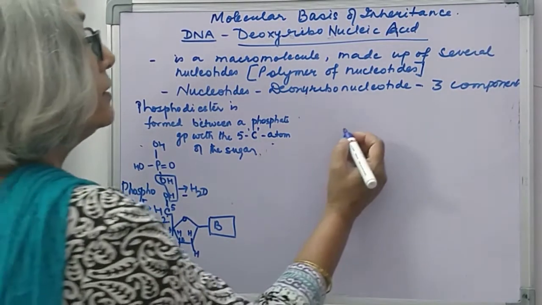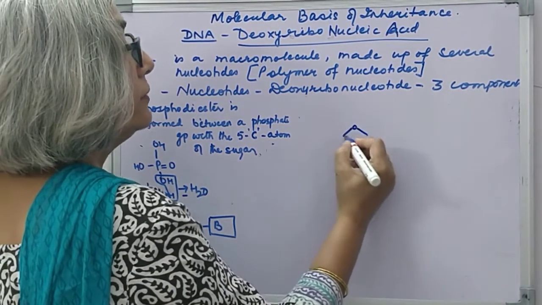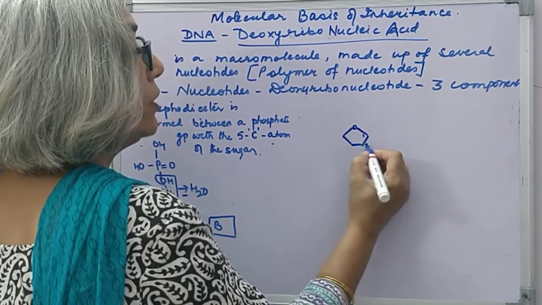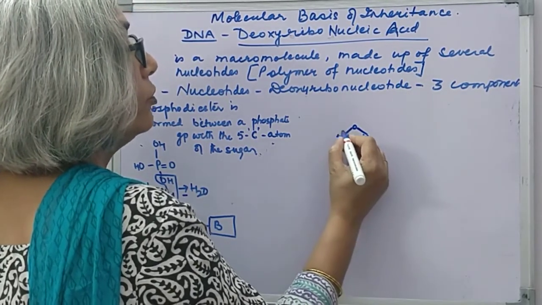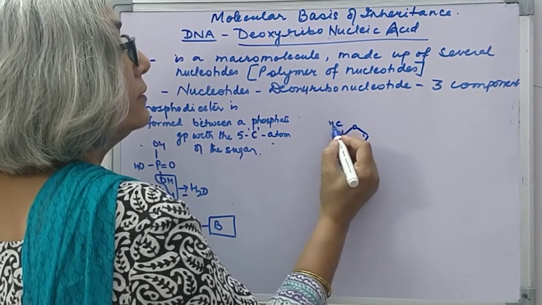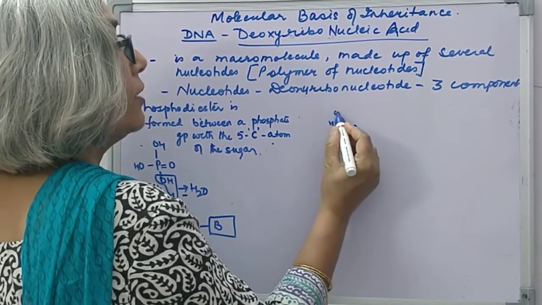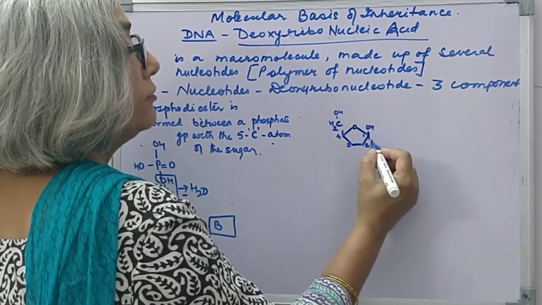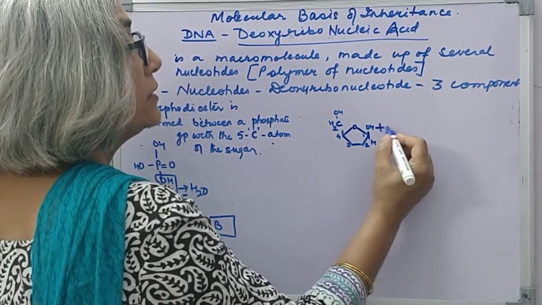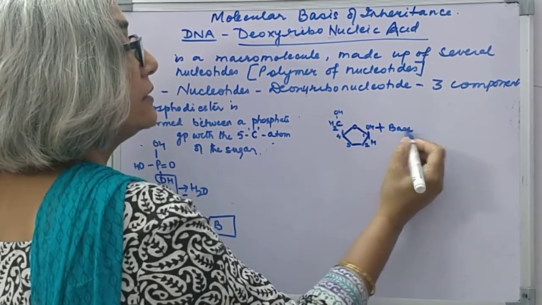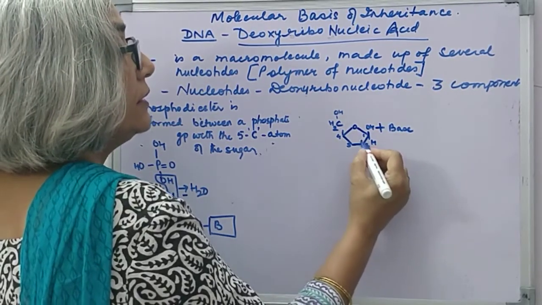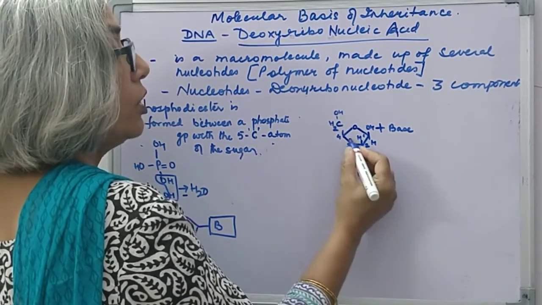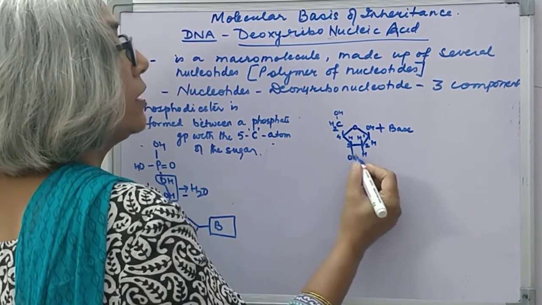Now see, this is one sugar. This is carbon 1, carbon 2, carbon 3, carbon 4 and carbon 5. This is the fifth carbon atom. This is the first carbon atom. So with this a base attaches, the first carbon atom. This is the second carbon atom. In deoxyribose sugar, oxygen is missing. This is the third carbon atom.